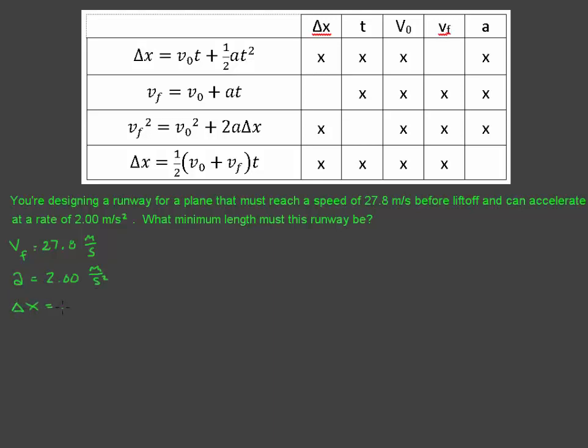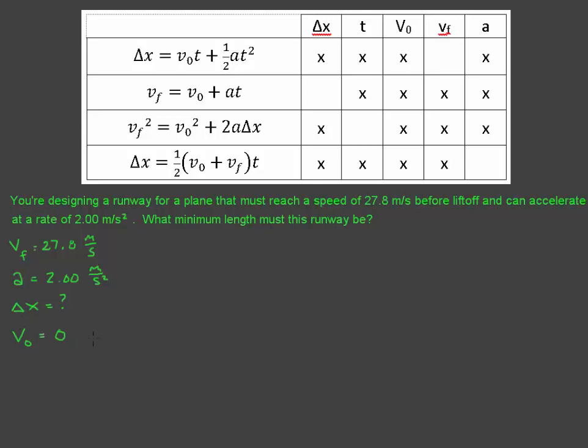Now, it looks like we have a problem here. It looks like we only have 3 total variables. And this is something that's going to show up a lot, which is, where's the other variable? You notice time isn't mentioned anywhere. So what's left? What's left is the initial speed, and they don't mention it. But you have to assume that if the plane is taking off, it's taking off from rest. And so we do have the initial speed. It's 0.